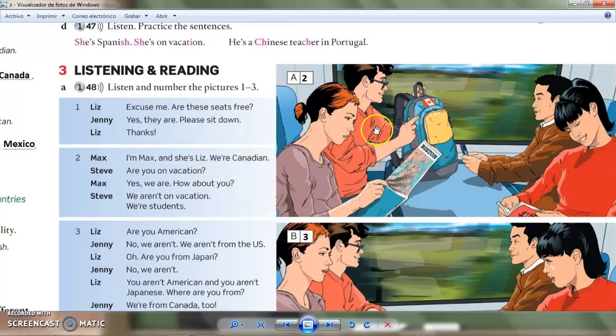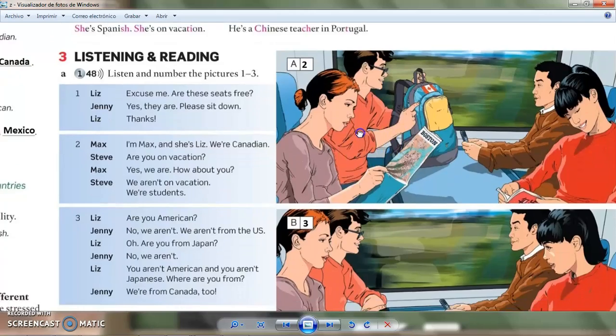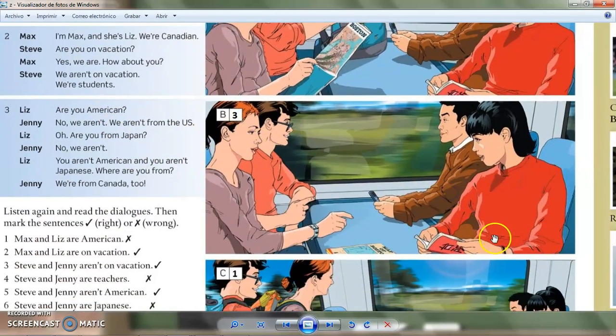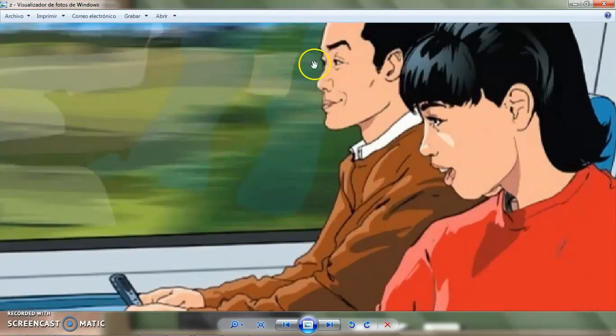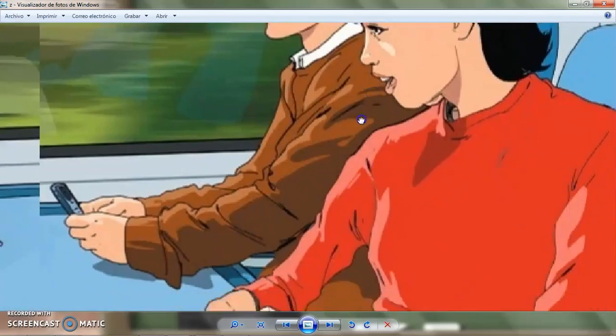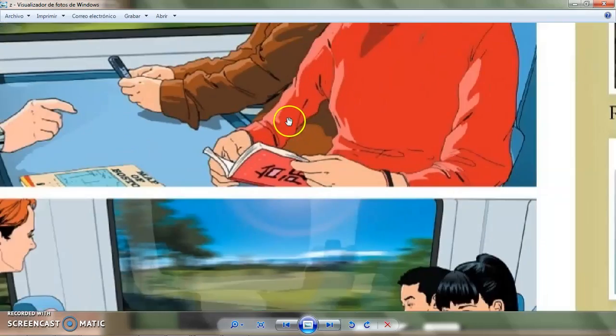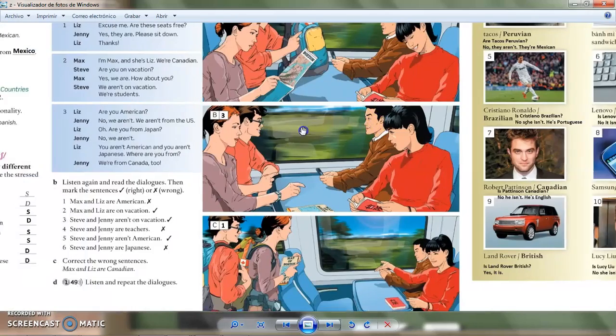And Max and she's Liz, we're Canadian. Are you on vacation? Yes, we are. What about you? And so on. And the last one will be, of course, letter B. Are you American? No, we aren't. She's asking if they're from Japan because of their looks, of their eyes probably, and also because this girl is reading a Japanese book. That's the reason probably they're asking that.